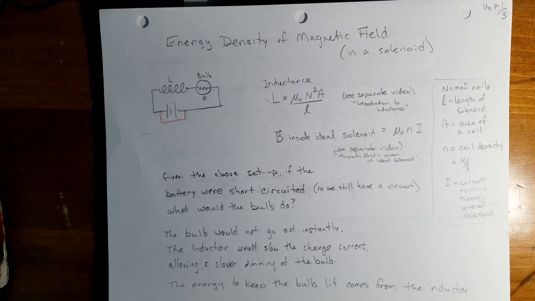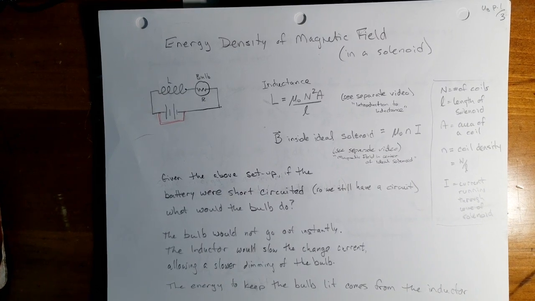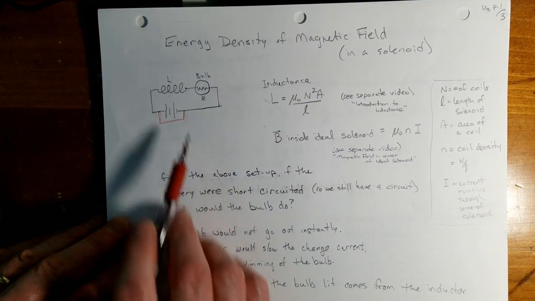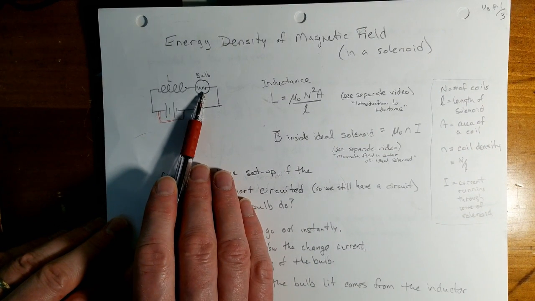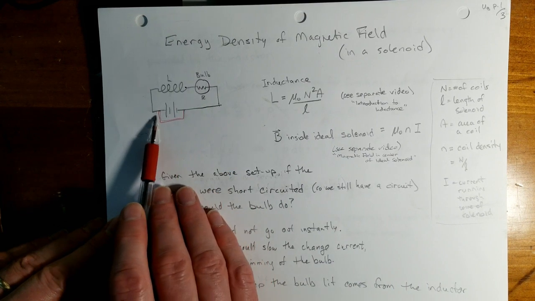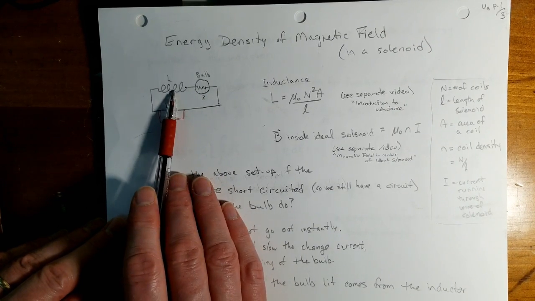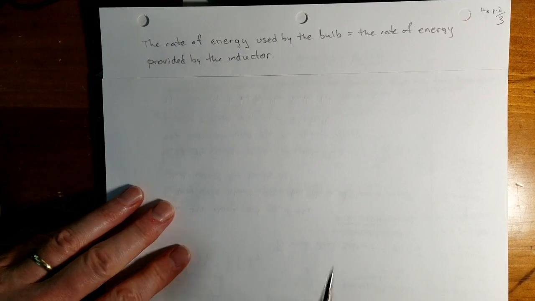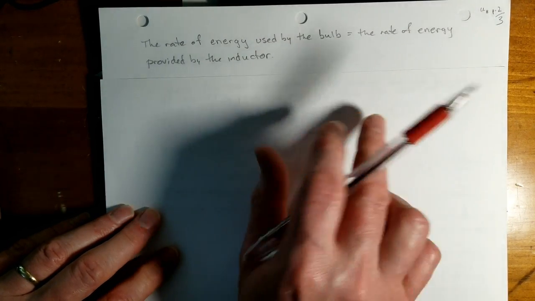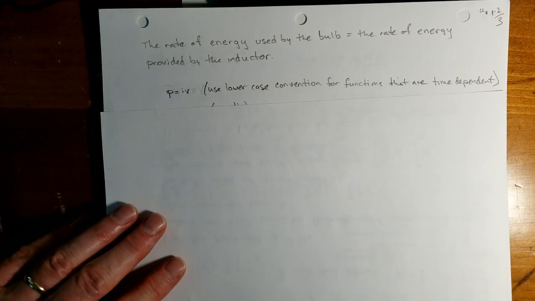And as I just talked about, it would not go out instantly. The inductor would slow down the change in the current. Again, that is the purpose of the inductor. So the energy, normally if I ask where's the energy coming from to light up the bulb, it's coming from the power supply. But if I bypass the power supply and short circuit that, then where does it come from? Well, it has to come from the inductor. So the rate of energy used by the bulb has to be the rate of energy provided by the inductor. So what we're going to do is figure out how much energy is in the inductor, and we're going to realize that is the same as for the bulb.